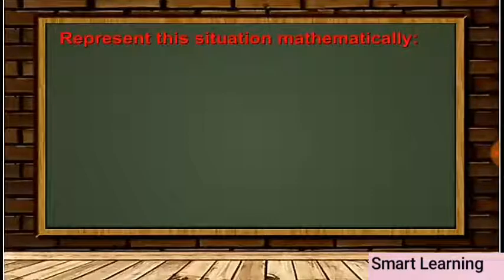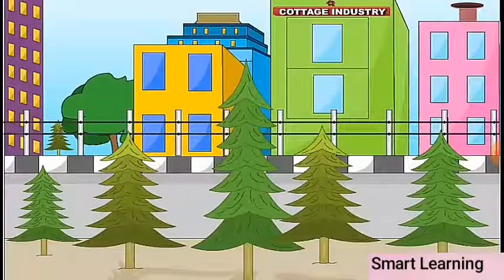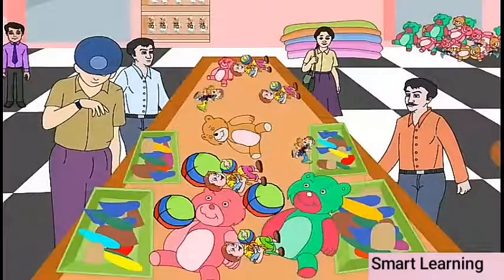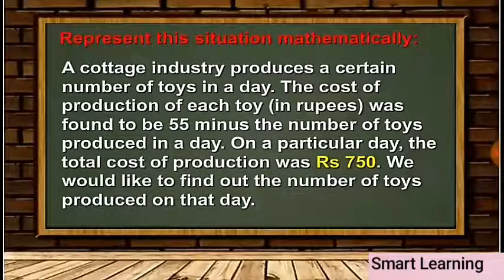Represent this situation mathematically. A cottage industry produces a certain number of toys in a day. The cost of production of each toy in rupees was found to be 55 minus the number of toys produced in a day. On a particular day, the total cost of production was rupees 750. We would like to find out the number of toys produced on that day.